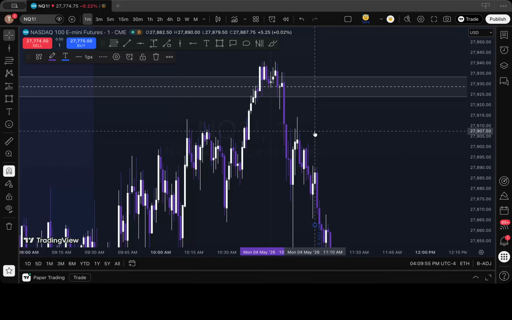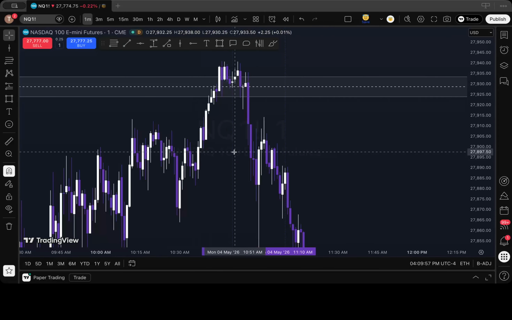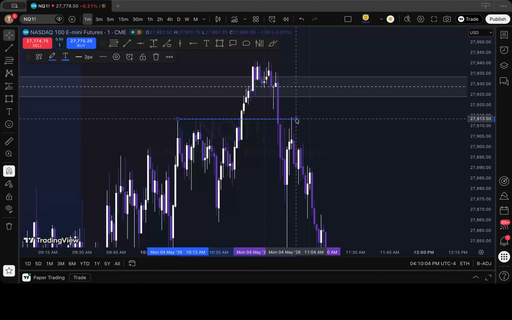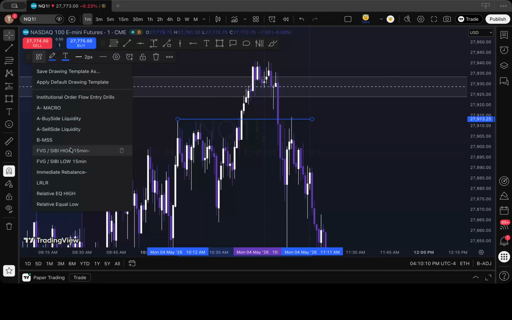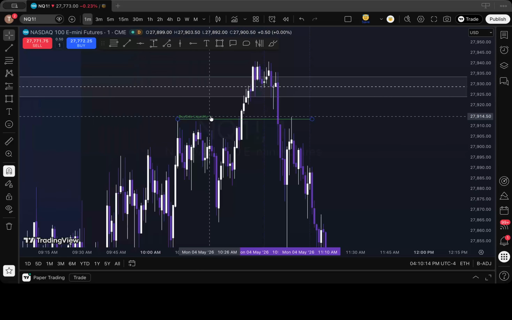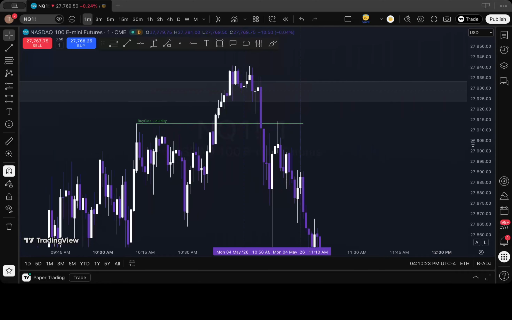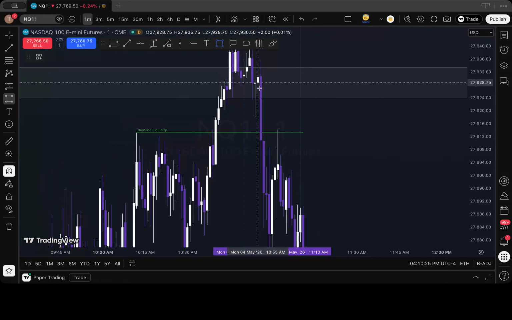Macro, liquidity sweep. I don't have a liquidity sweep, anyways, I'll just mark it buy side. So buy side taken at macro. And then what does the market show us? Our entry model.